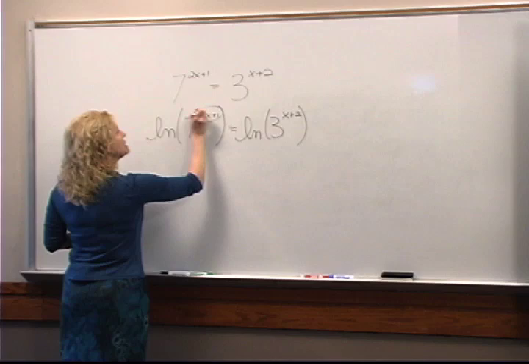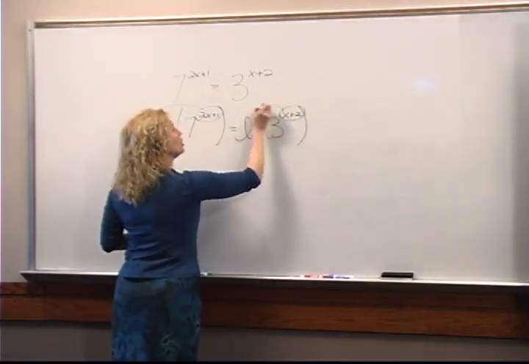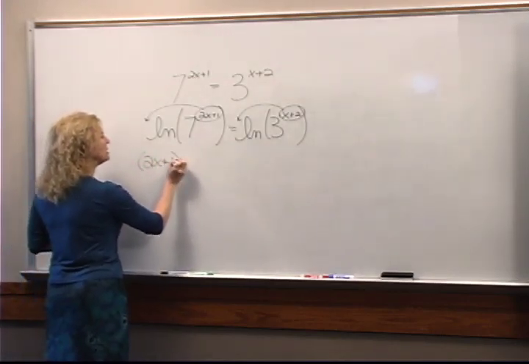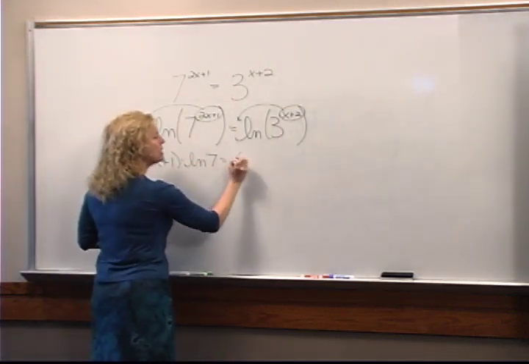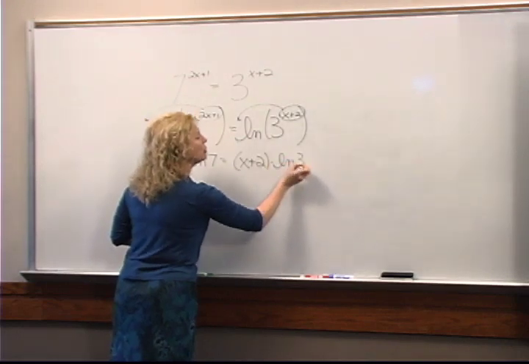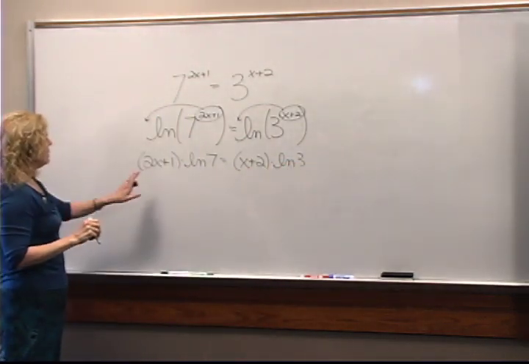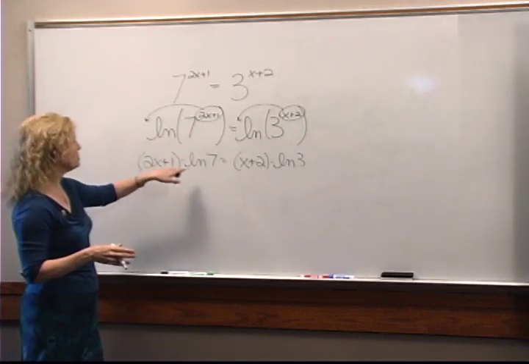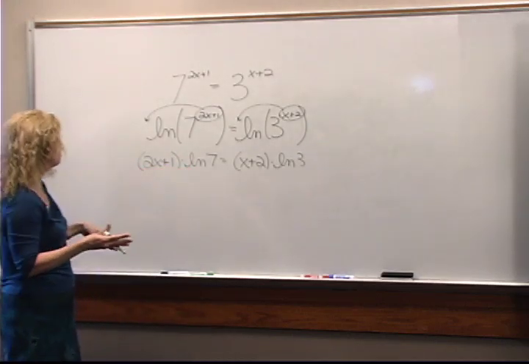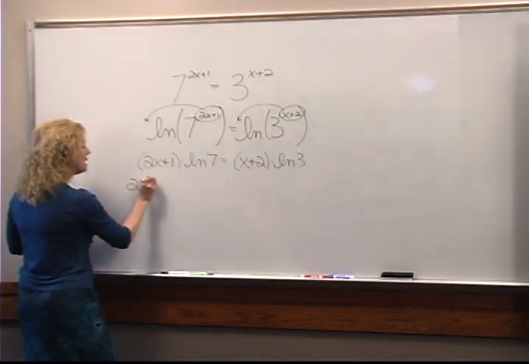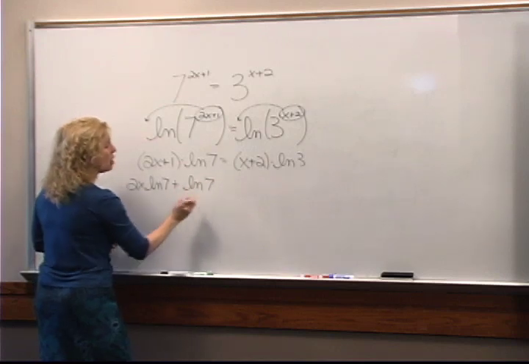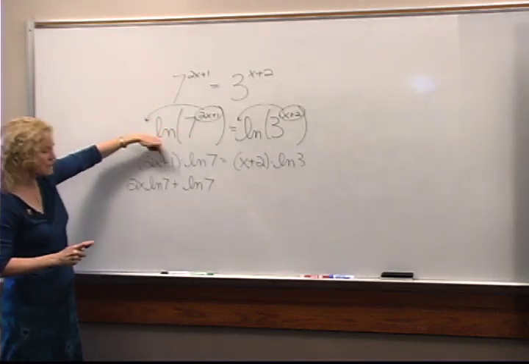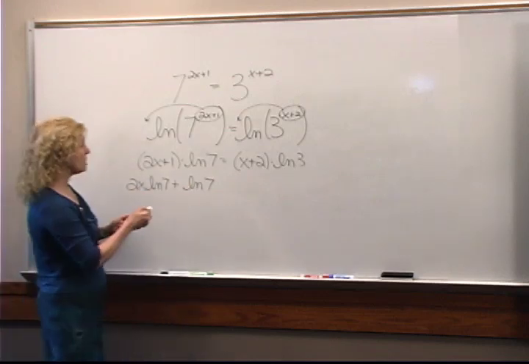Okay, these exponents now come down into the front because of the third log property that we worked on. So 2x plus 1 times natural log of 7 is equal to x plus 2 times natural log of 3. Now I have an x here and 1 over here, so that means I really am going to have to distribute this so that I can eventually start moving terms around. So I have 2x natural log of 7 plus natural log of 7. Do you see what I did here on the left-hand side? I distributed that quantity through the parentheses. And I'm going to do the same on the other side.